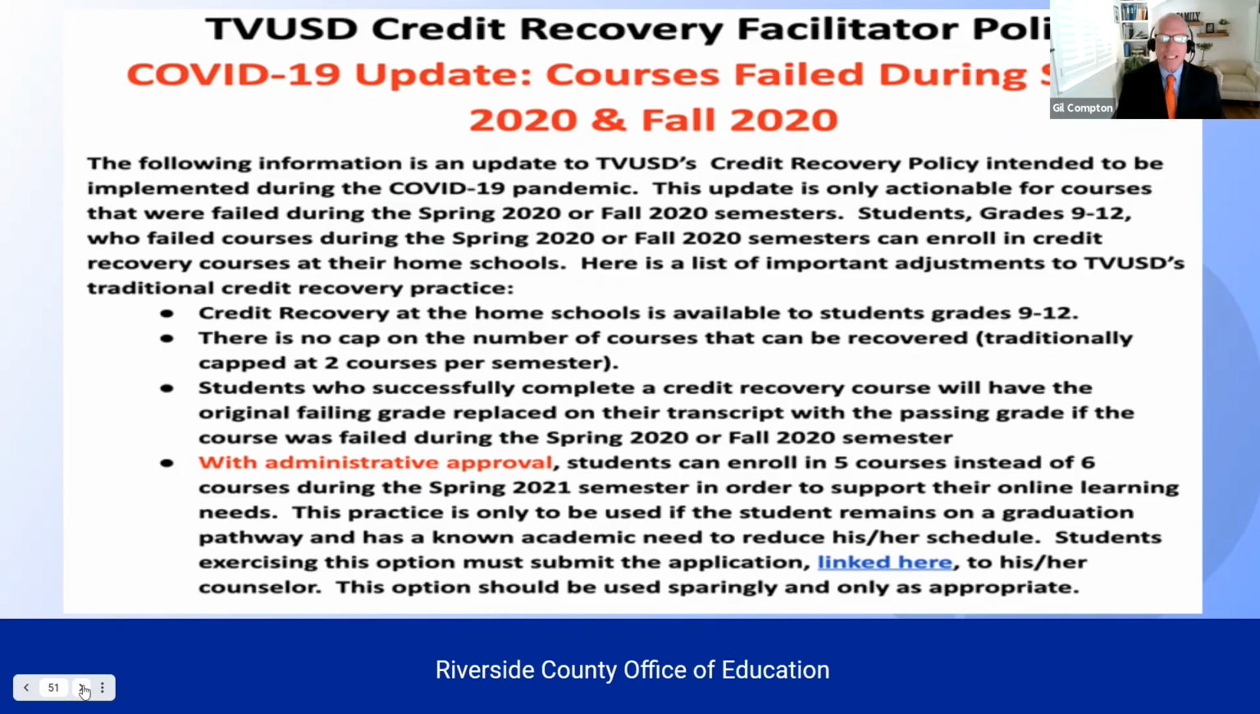We might need to create an MOU that might sunset, or we might be able to establish some change. Here's an example from the TVUSD Credit Recovery Facilitator Policy, showing how they rethought how they offered credit recovery. There used to be restrictions, such as two classes per semester, with some guidelines and outlines. But when the pandemic hit, they sat down as a team, rethought that, and made adjustments. They worked from that change idea of how to accelerate because of the need. That's just one example.